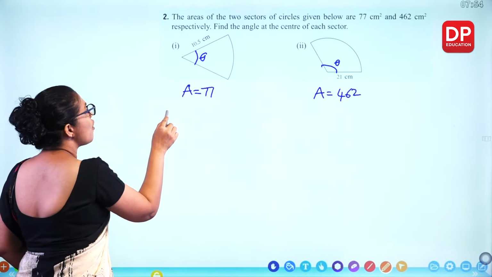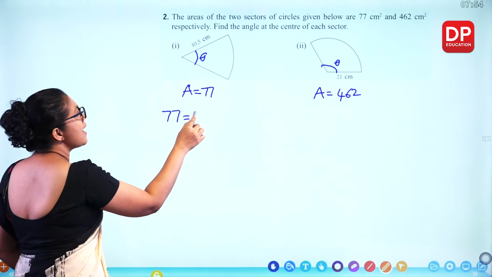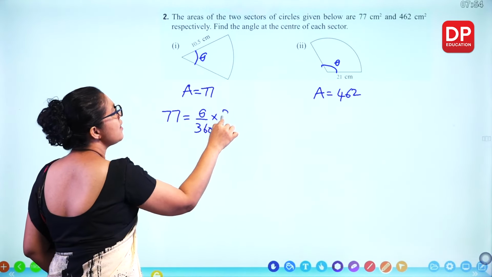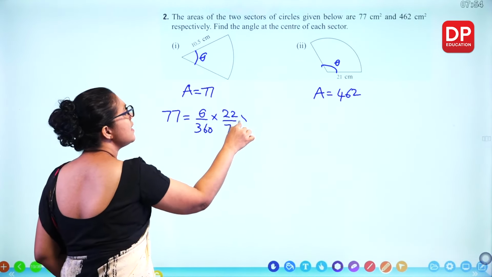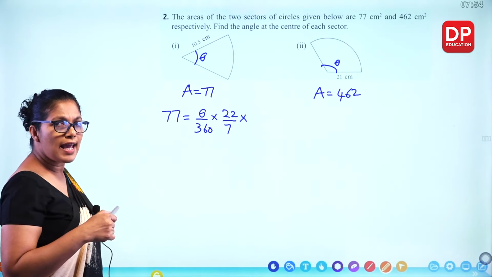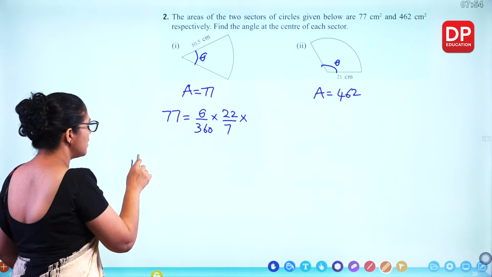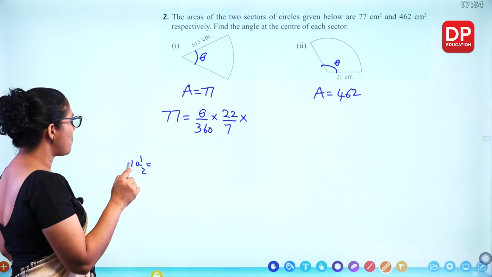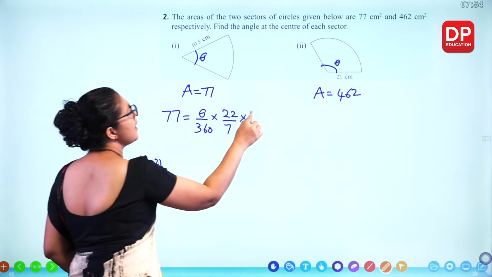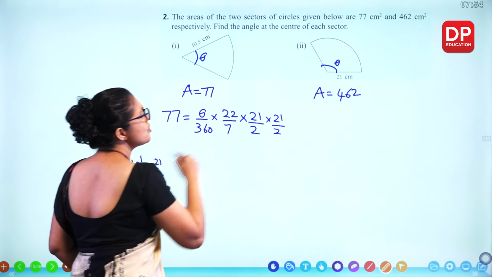So what's the area formula? Area is equal to angle divided by 360 into pi. Pi you can take as 22 over 7 into r squared. Here 10.5, it's easy to take as a fraction. So what is 10.5? 10 and a half. And then when you convert to an improper fraction, this is 2 times 10 plus 1, 21 over 2. I can write r as 21 over 2.